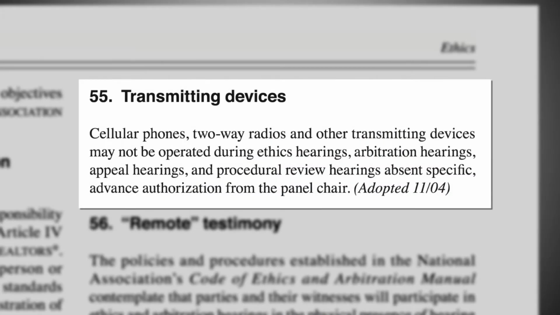As the outline says, it is within the discretion of the board or association to determine whether they will permit a party to record the proceedings. I would like to make you aware of one of the statements of professional standards policy applicable to ethics proceedings, specifically policy number 55. The policy states, cellular phones, two-way radios, and other transmitting devices may not be operated during ethics hearings, arbitration hearings, appeal hearings, and procedural review hearings absent specific advance authorization from the panel chair. As chair, and consistent with policy number 55, I am denying your request to record the proceeding using your cell phone.